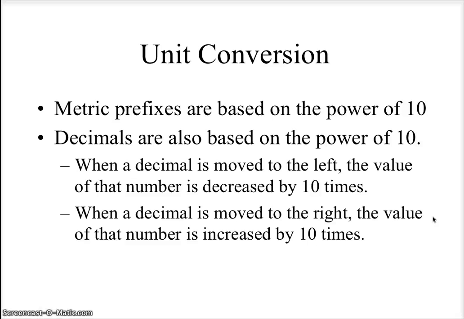Since the metric prefixes are based on powers of 10, and the decimal system is also based on powers of 10, we can use decimal values and move the decimal point to the left or to the right to increase or decrease the value by a factor of 10, which is basically what we mean by the powers of 10 for the metric prefixes. So to convert our units in metrics, we simply move the decimal point to the left or to the right. Now the trick is to know which way to move the decimal. That's where our practice has to come in.